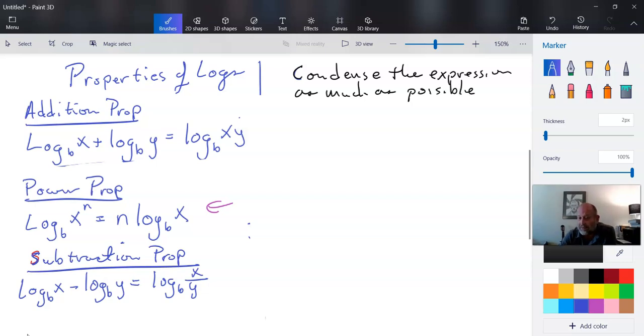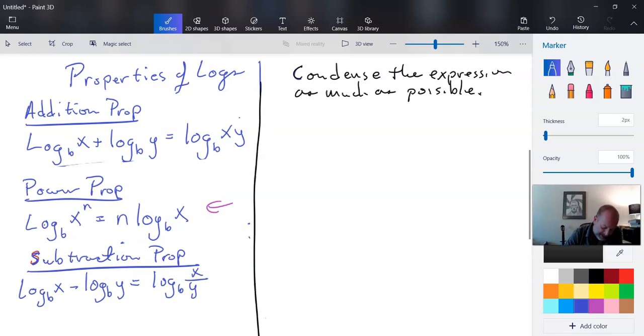Oftentimes you're asked to just write something as a single logarithm, because that's really your goal. It says condense as much as possible, but the goal is to write it as one. You have this list of logarithms and you want to condense it down so it's one logarithm. So let's go ahead and take a look at some of that.